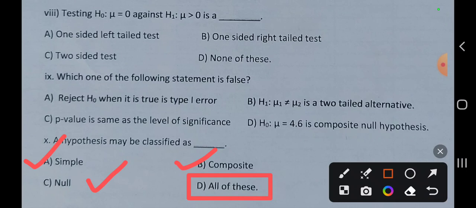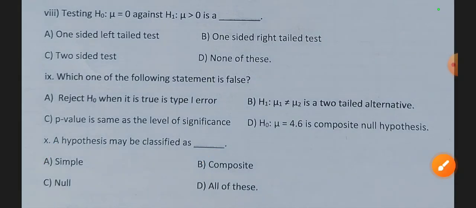So friends, these are a few questions that I have discussed today. You can go and understand a few more multiple choice questions based on these topics. Thank you very much.